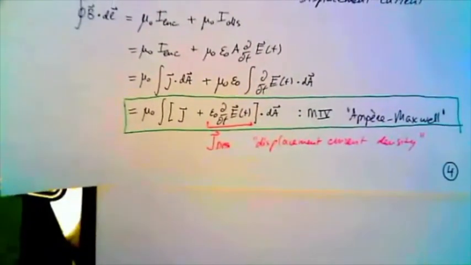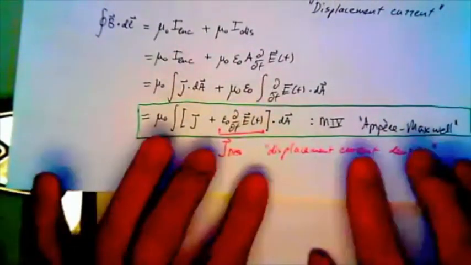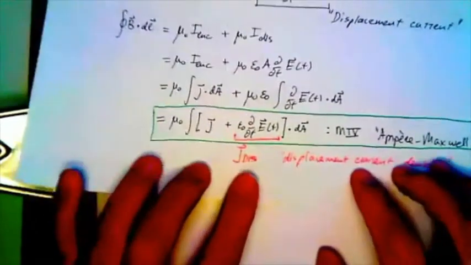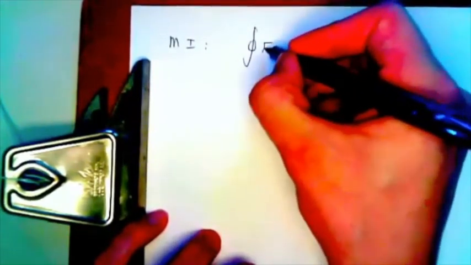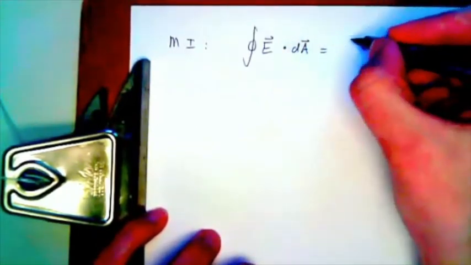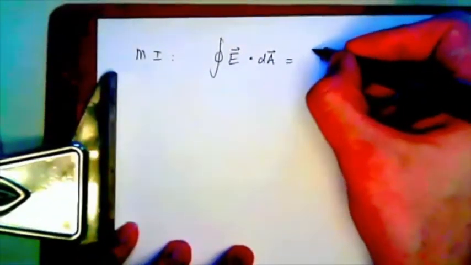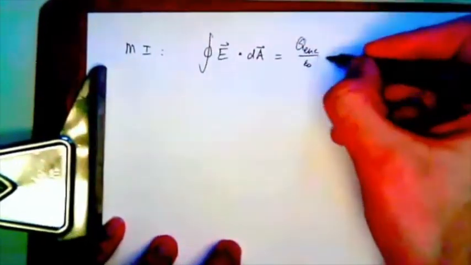Okay. Now we have all of Maxwell's equations complete. So let's put them all together. So we have 1. Gauss's law says that the integral of E dA is Q enclosed over epsilon naught.